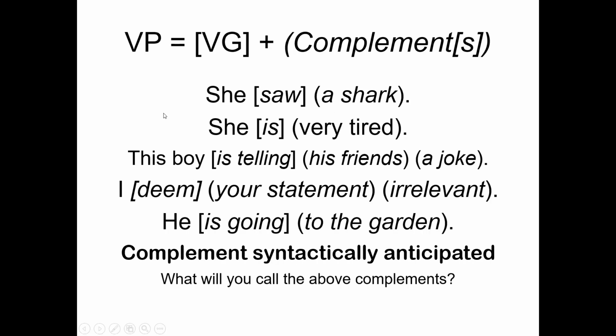In other cases, the verb or verb group, like look here, the boy is telling, that's a verb group because it consists of verbs, and this verb group isn't grammatically a complete answer to the question do what, so it needs complements. His friends is one object and a joke is another object. These are necessary, those complements.